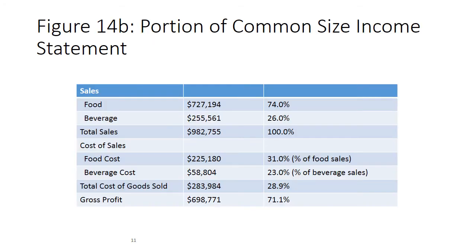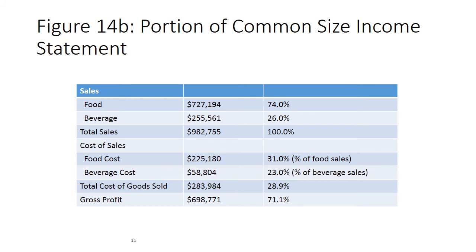So here we see it on the income statement. So our food and beverage, we see 74 and 26%, but our cost of sales, so our food cost, we take that $225,180, we don't divide that by the $982,755 because we're taking that out of the food portion. So we take the 225,180, divide it by 727,194, and we get 31% food cost. Okay, certainly we need to take that, that's our actual food cost, and compare it to our standard food cost. We'll talk about that a little later in budgeting.